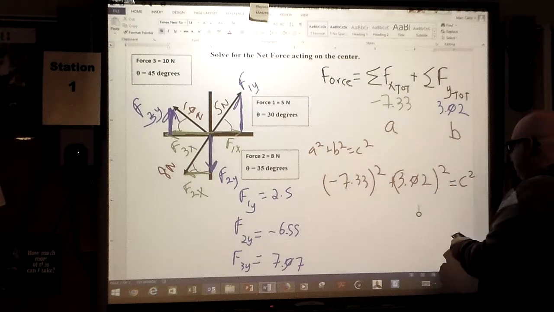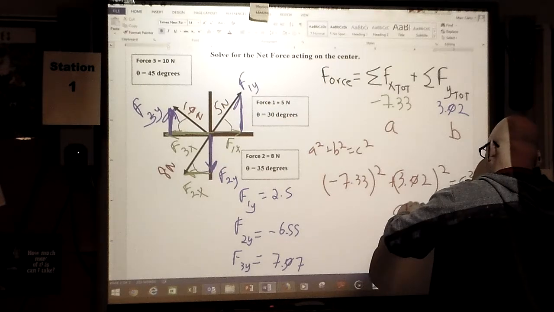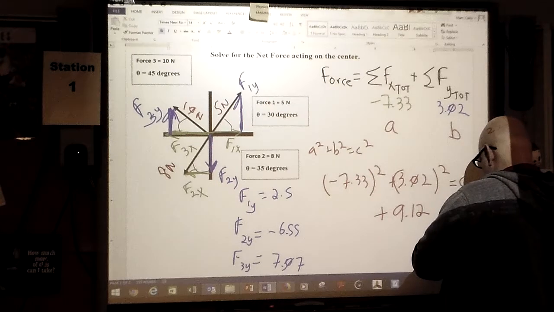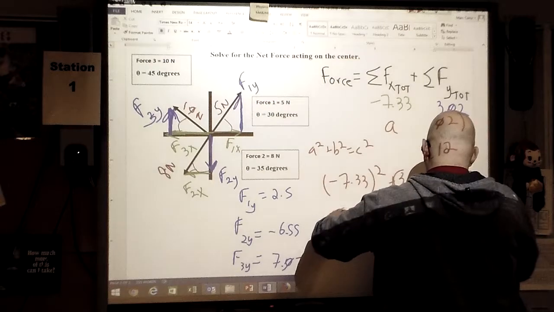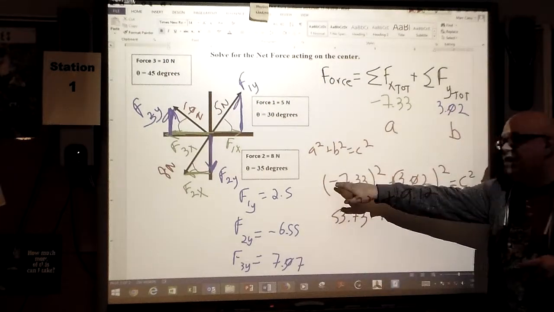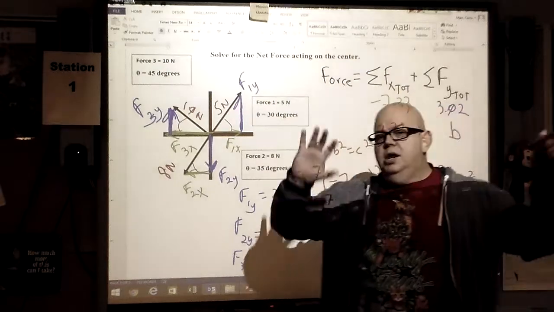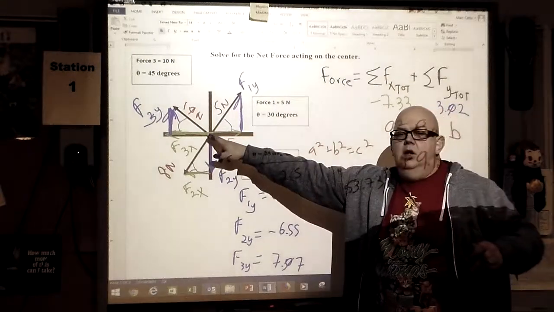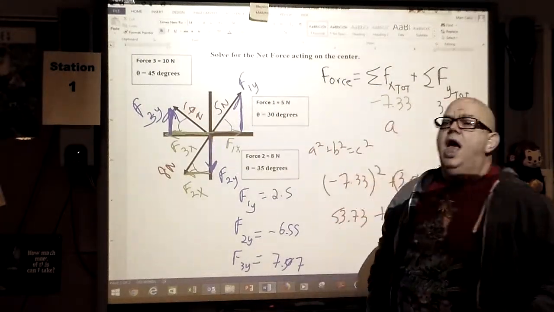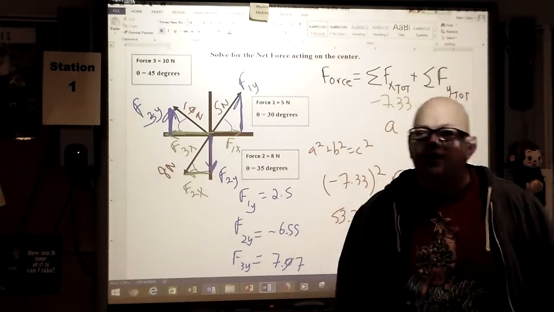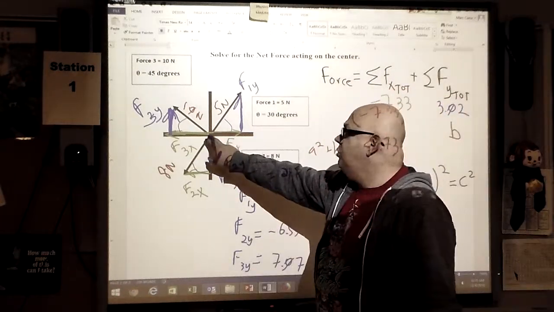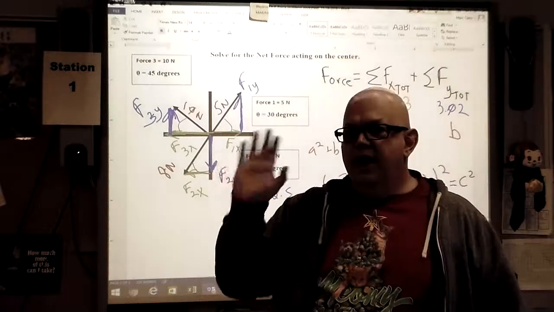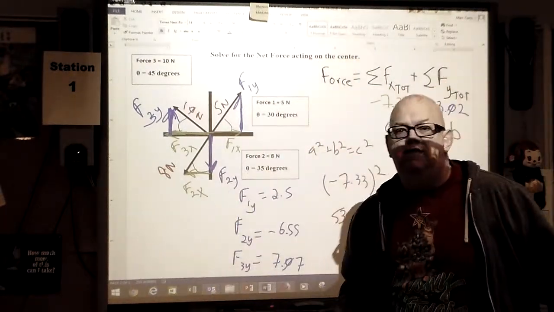And with that, ladies and gentlemen, now I have 9.12 plus 7.33. We're going to square that bad boy, and it's 53.73. Notice the negative is going to go bye-bye. We're not interested in the direction at this point. We are only interested in what's the total net force acting on that center. That's it. We're not worried about how many degrees east of north or north of east or south of west. We're not worried about that. I'm only interested in what's the net force. And remember, the net force takes into account the negative direction, the positive direction, all of it.